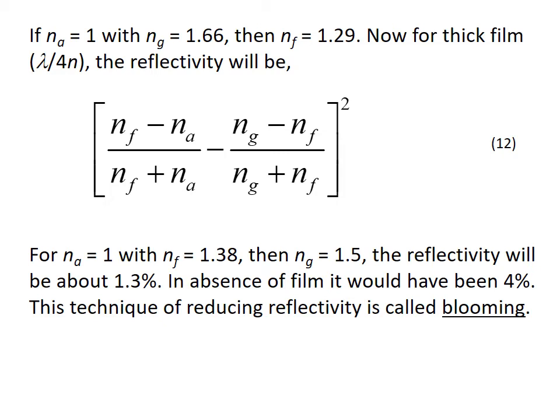If we again change the Ng to 1.5, then my Nf becomes 1.33, and when I calculate the reflectivity, it comes out to be 1.3%. However, in the absence of the film, it would have been 4%. Now you can see here the reflectivity has decreased from 4% to a mere 1.3%. This has resulted in less glare, minimum losses, and most of the light is getting transmitted. This technique of reducing reflectivity is called blooming.